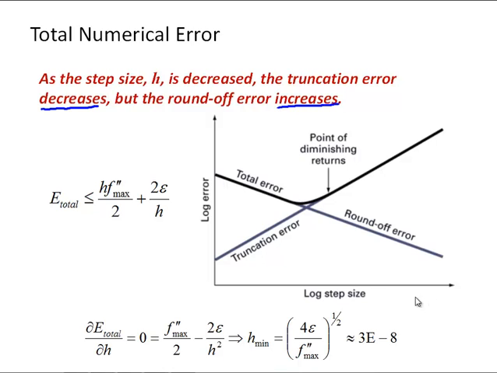So here's a graph that illustrates this behavior. We have log of h on the x-axis. As h goes down, we see the round-off error is increasing, and the truncation error, as this upper line, is decreasing. So that is ET, and this is E round.